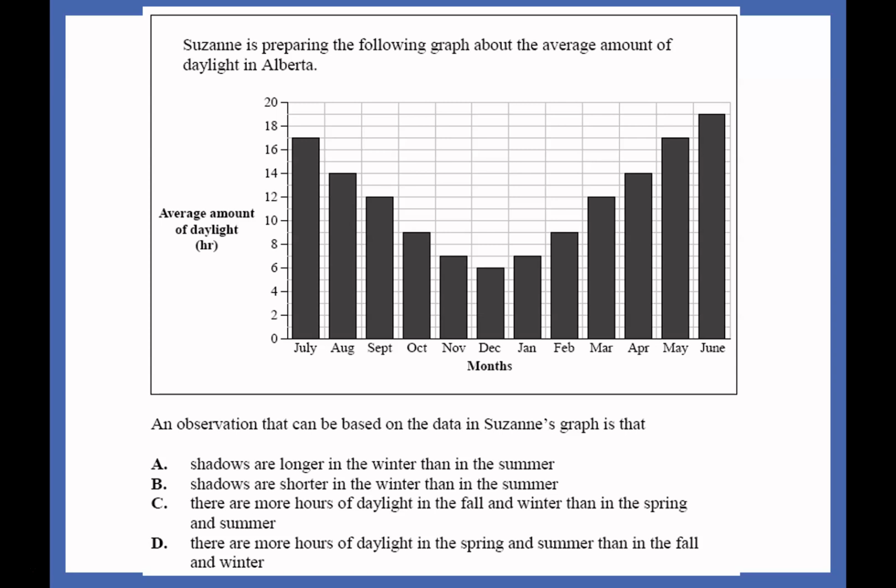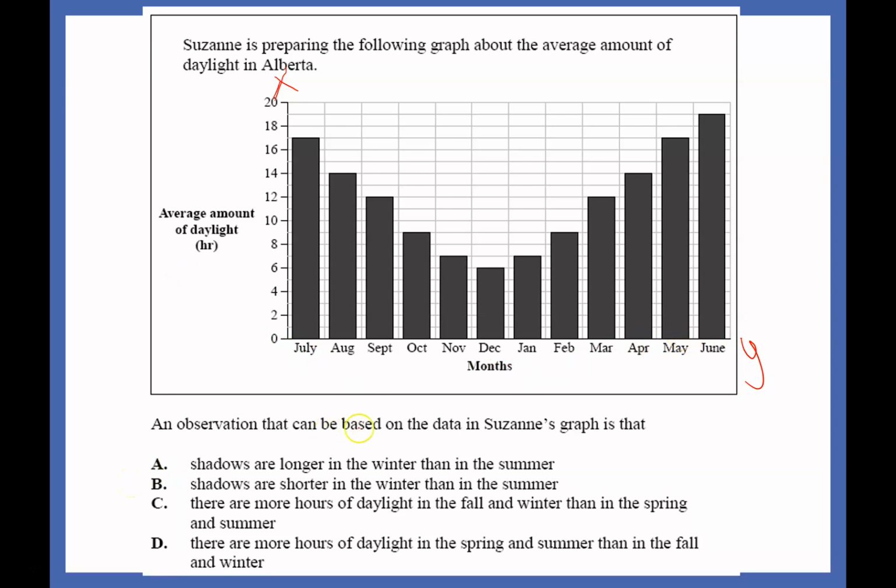So Suzanne is preparing the following graph about the average amount of daylight in Alberta. Here's our x-axis right here. This is the average amount of daylight by the hour. And then here are our months on our y-axis.